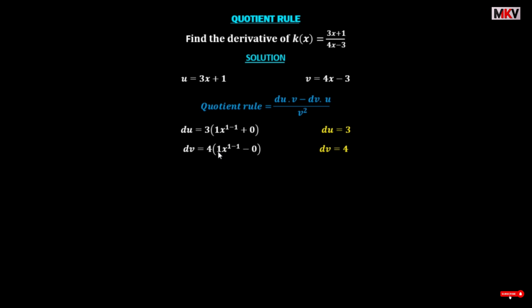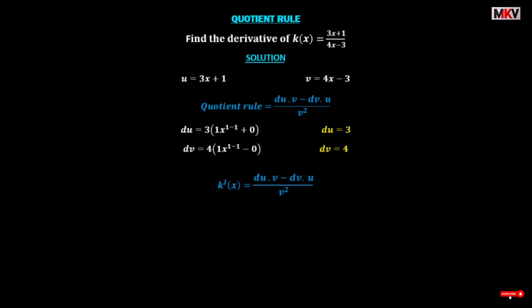Now dv, which is 4x minus 3: separate 4 from x, subtract 1 from the exponent, then bring the exponent to multiply the x. So 1 minus 1 is 0, x to the power 0 is 1. Then the derivative of 3 is 0. So therefore dv is equal to 4. So we've gotten our du, we've gotten our dv. We now find the derivative of the function.